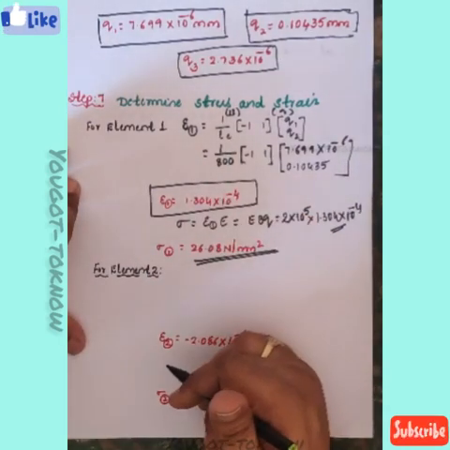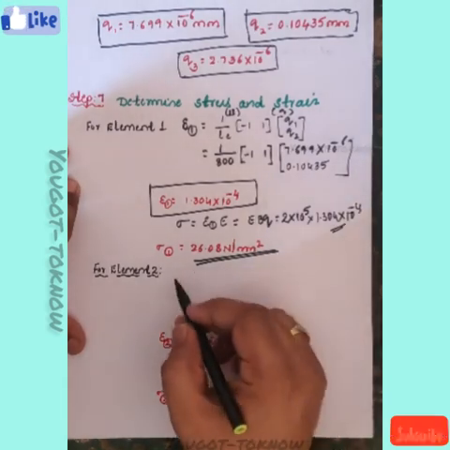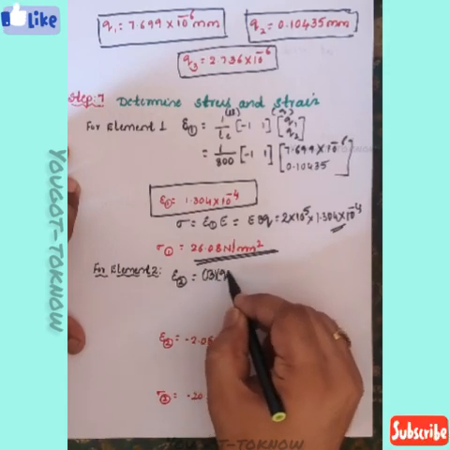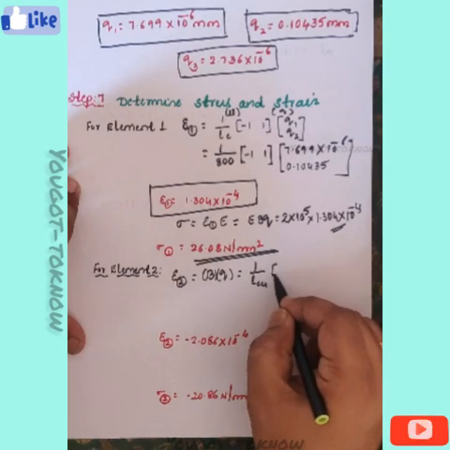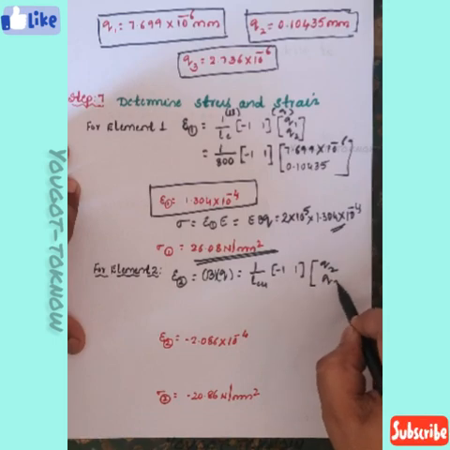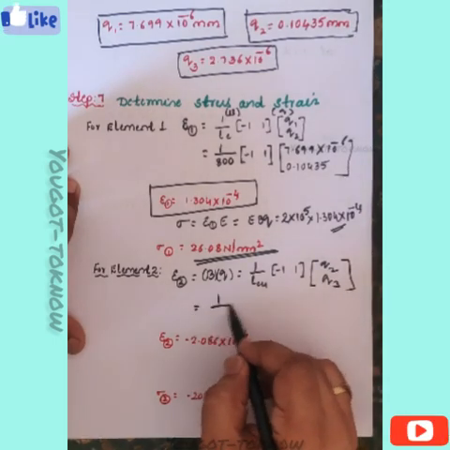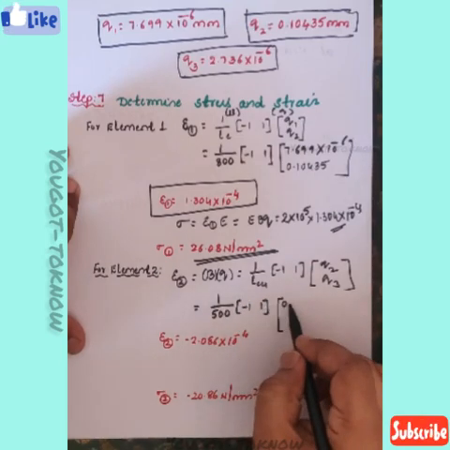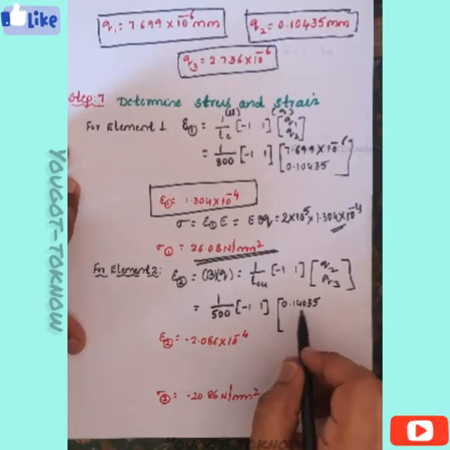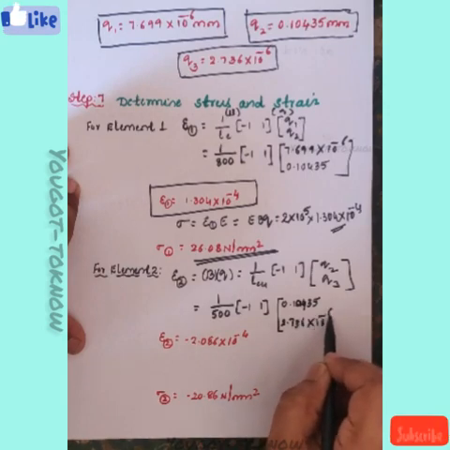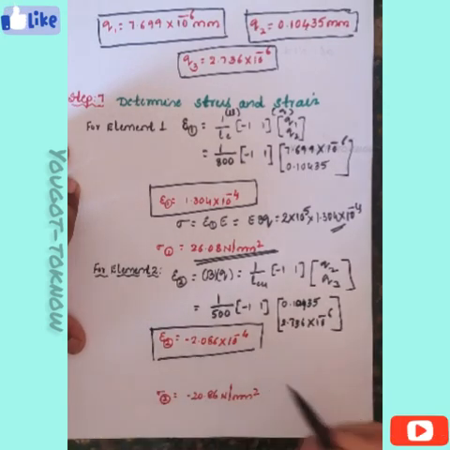Now repeat the same step for calculating your second element strain. Epsilon 2 is equal to the same BQ. What is BQ now? 1 by length of copper [−1 1] into the displacements of the second element, Q2 Q3. Now substitute: what is the length of the copper? 500, [−1 1]. What is Q2 Q3? Q2 is 0.10435 and Q3 is 2.736 into 10 power minus 6. If you determine this, you are going to get minus 2.086 into 10 power minus 4 as your strain value for the second element.